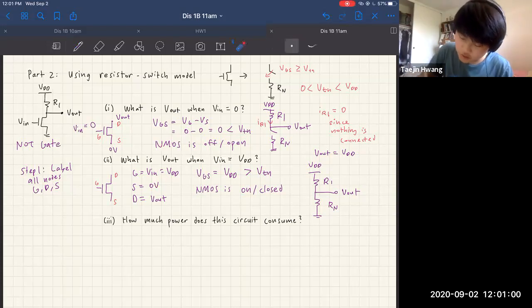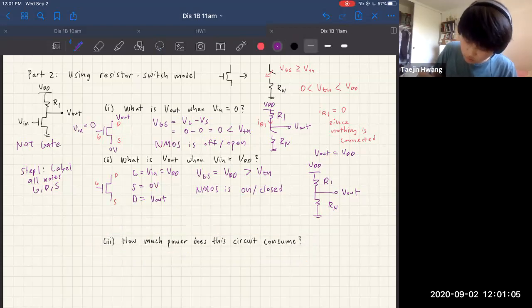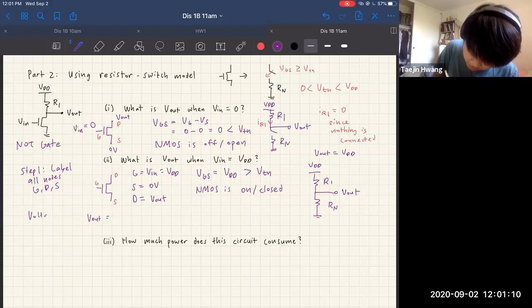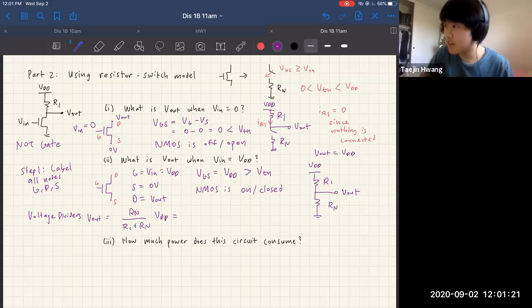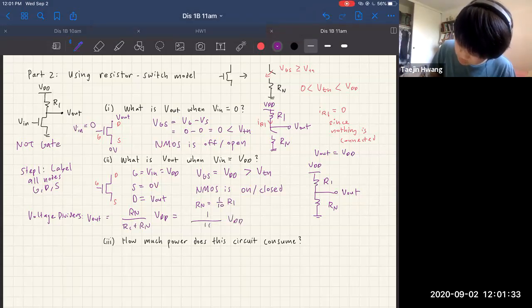And in fact, if we were to do the actual analysis, then we know that using voltage dividers, V out is equal to Rn all over R1 plus Rn times VDD. And if you plug in the math, the question tells you that Rn is equal to 1 over 10 R1, so it's equal to 1 over 11 VDD.